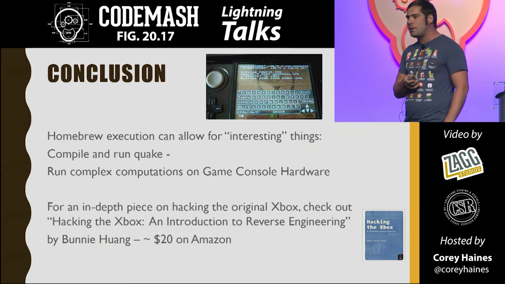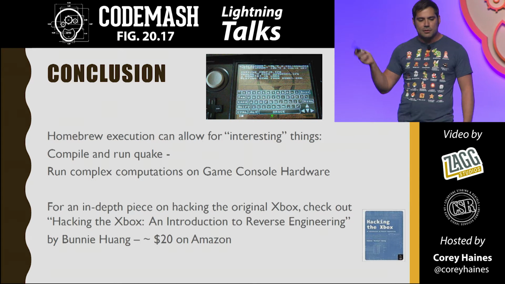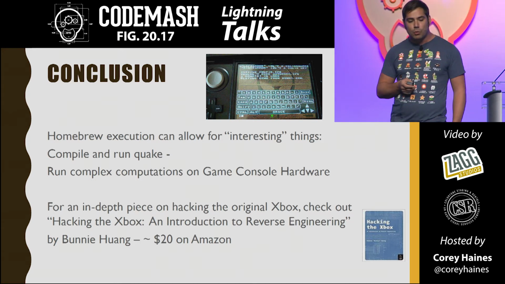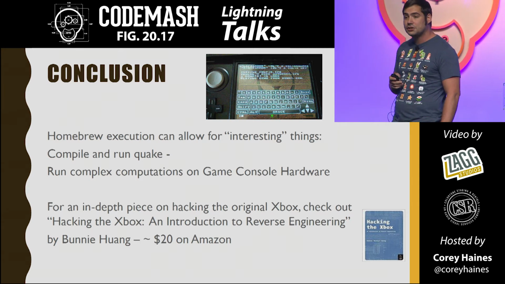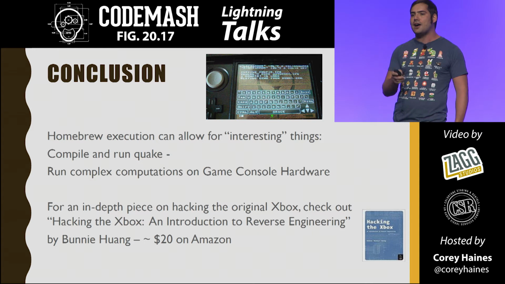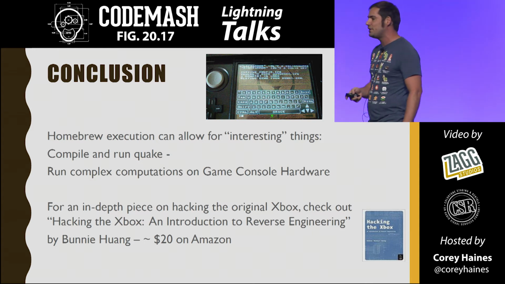And if you want to learn more about this, I'm telling you, the best book I have ever read on this subject, and it talks about hacking the original Xbox, is by Bunnie Huang. It's called Hacking the Xbox: An Introduction to Reverse Engineering, about 20 bucks. It is the most exciting tale of how code execution was achieved on the Xbox platform.